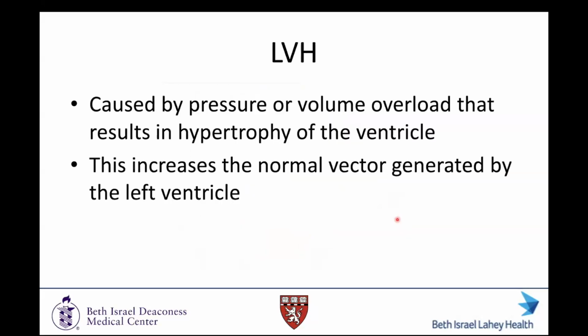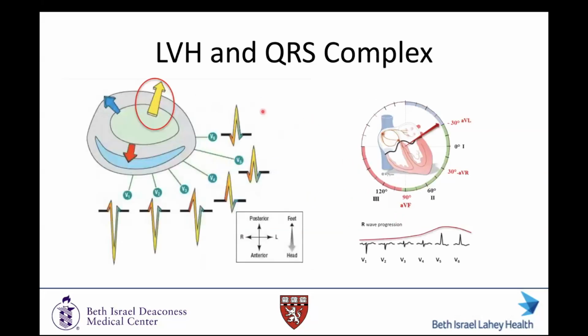So LVH is caused by pressure or volume overload that results in hypertrophy of the ventricle. So what this looks like electrically is that there's an increase in the normal vector generated by the left ventricle. So going back to our picture here, basically this yellow vector that we're seeing, that's a depolarization of the main portion of the left ventricle, is going to be increased in amplitude. So conceptually, you can imagine that in these leads, which this vector is pointing away from, you'd expect to see more negative deflections. And then in these leads, which this vector is pointing towards, you would expect to see more positive deflections. You'd also expect to see the same thing in AVL because this vector is pointing towards AVL. So that's the basis of the LVH criteria.